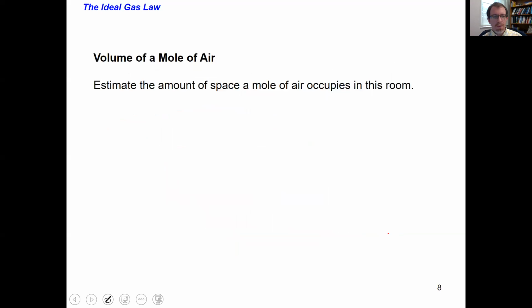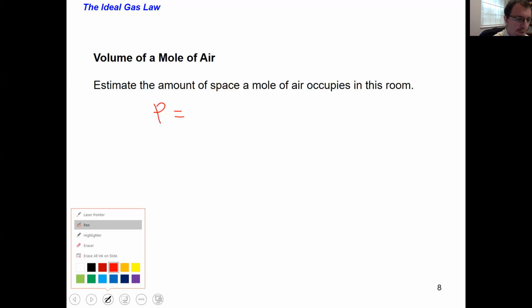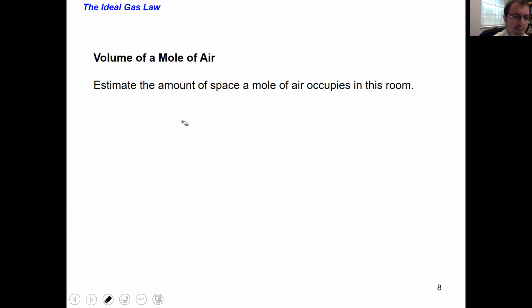All right. So one more, and then we'll take a little break. This particular problem says we want to estimate the amount of space a mole of air occupies in this room. I guess by this room, I mean my office. Okay, so let's do that. PV, oops, PV, not P. Let's start over.